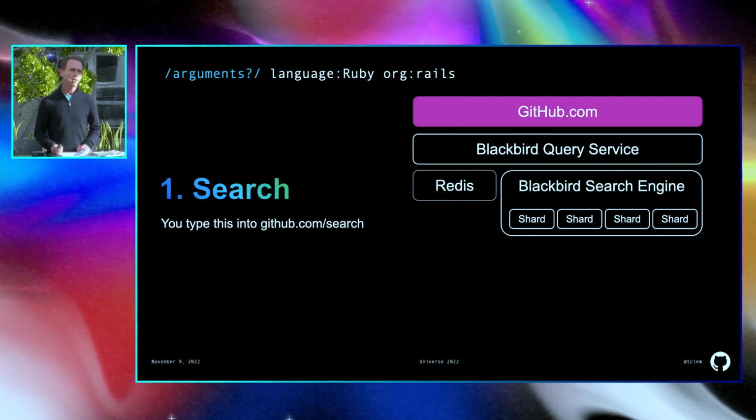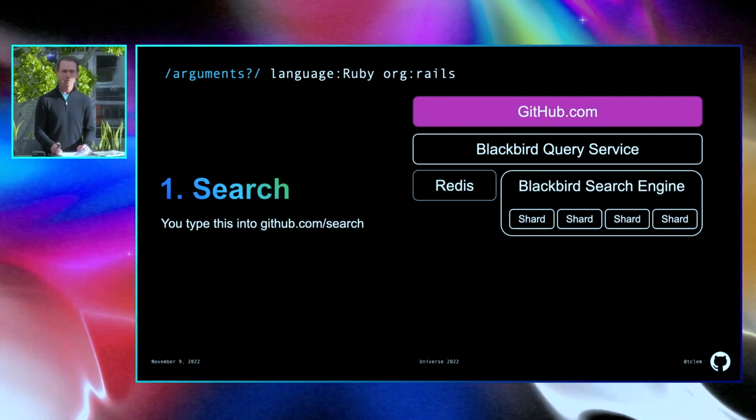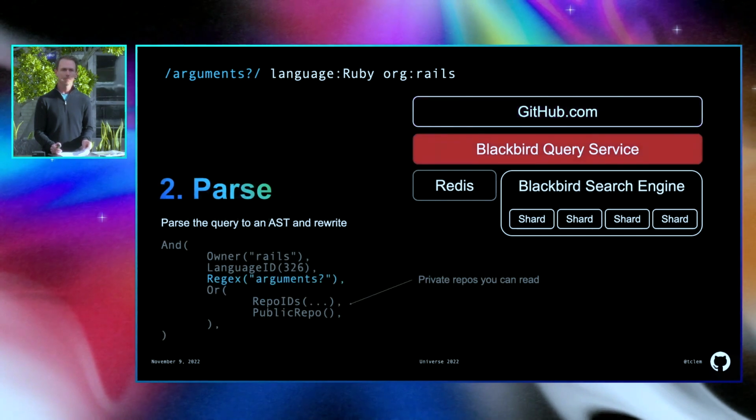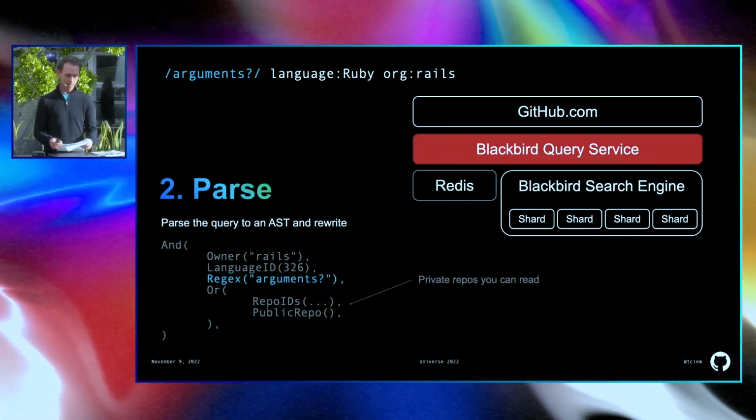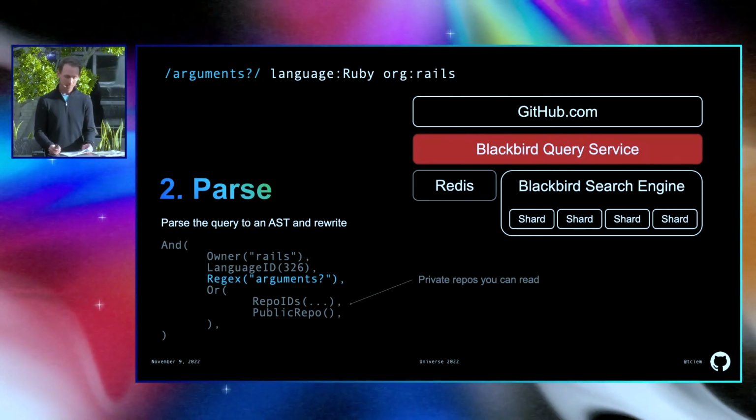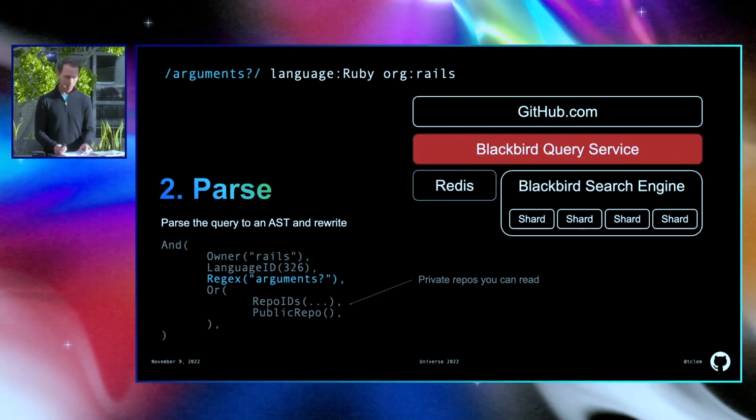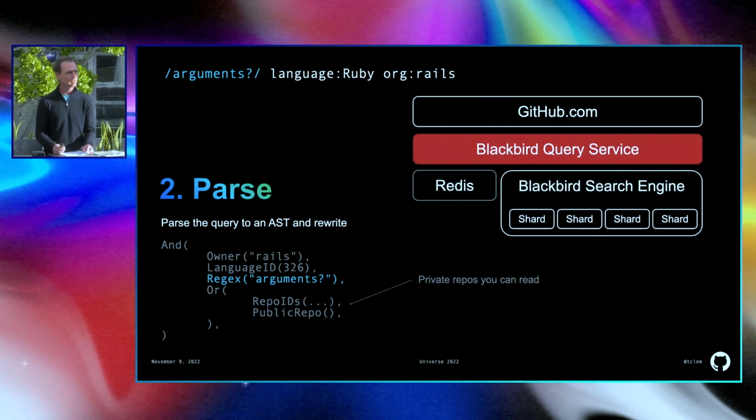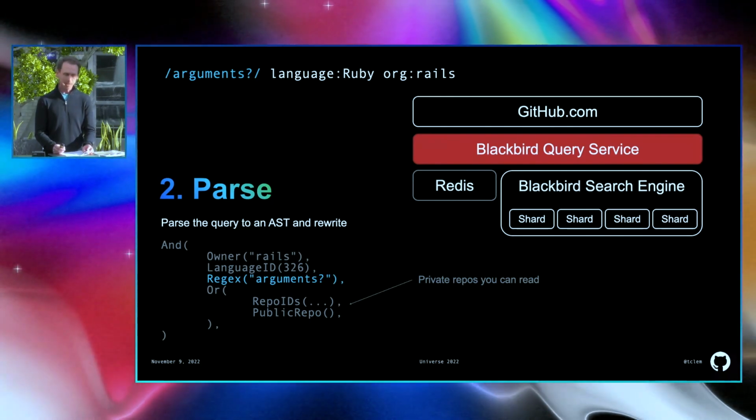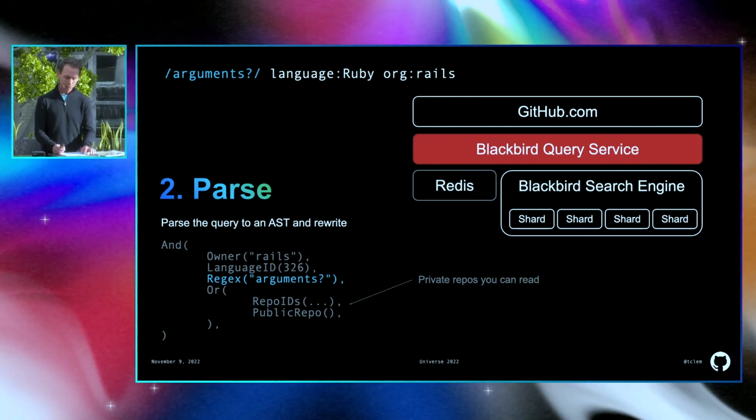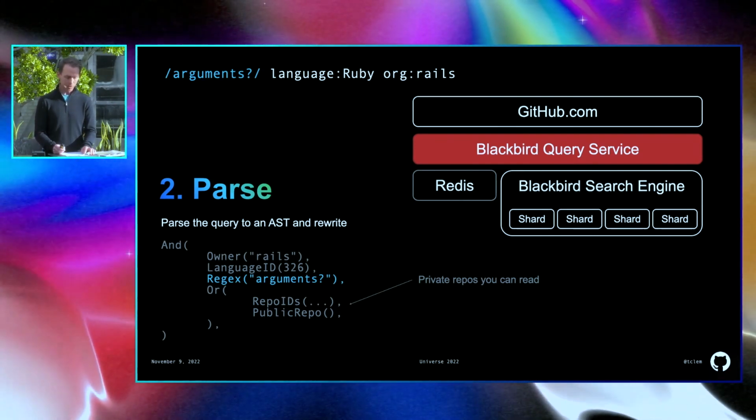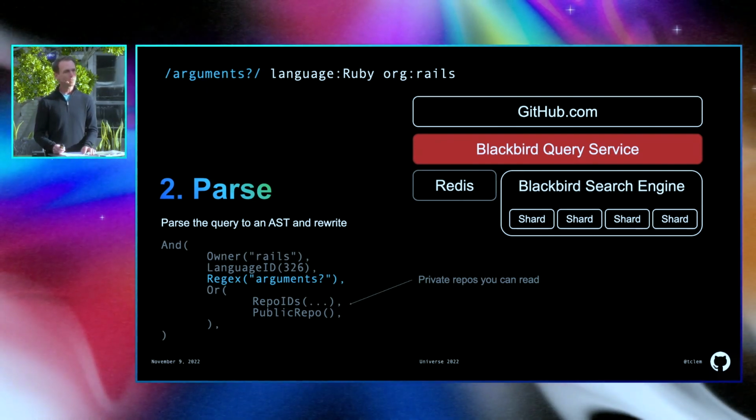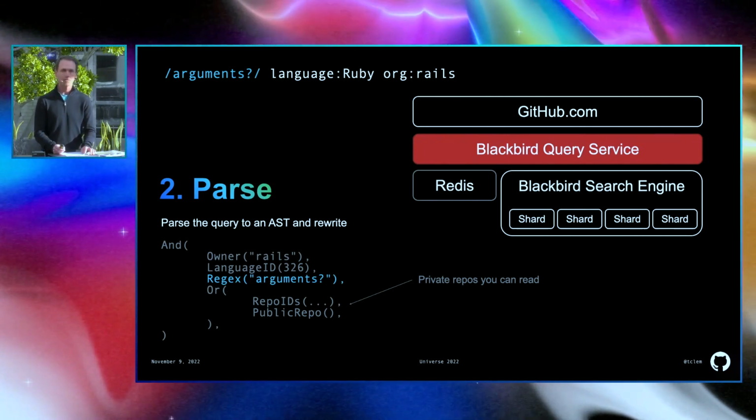GitHub's going to pass this query on as is to the query service, just as a string. But then, once we get to the query service, we're going to parse this query into an abstract syntax tree, and then we rewrite it to resolve things like languages to their canonical linguist language IDs, and we tag on extra clauses for things like permissions and scopes. In this case, you can see how rewriting ensures that I'll get results from public repos or any private repos that I have access to.